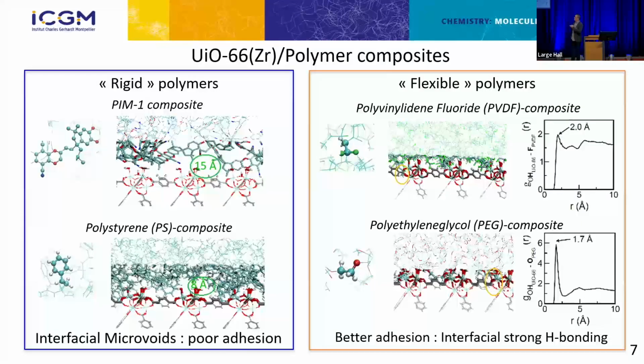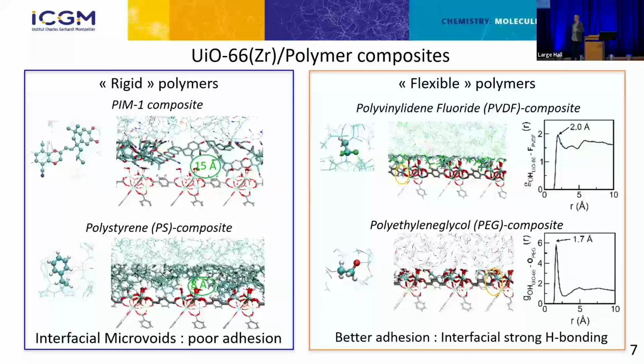Then we can classify the rigid polymers, with a very rigid backbone, like PIM-1 and polystyrene as well. In that case, we can see that when you associate the polymer with the MOF surface of UiO-66, you create some microvoids. Here about 15 Angstrom, here about 8 Angstrom.